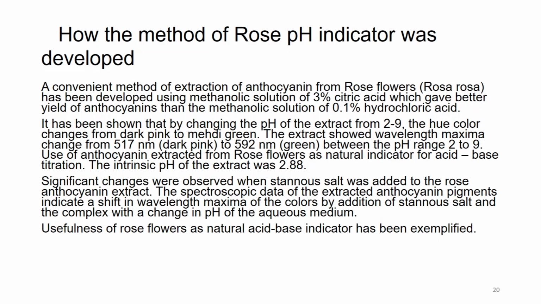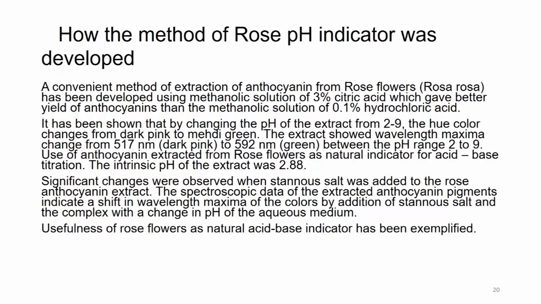Use of anthocyanin extracted from rose flower as natural indicator for acid base titration. So, now it is an established fact that this can be used as an acid base indicator, and it has a very good range from 2 to 9. The intrinsic pH of the extract was 2.88 because it was extracted by 3% citric acid.